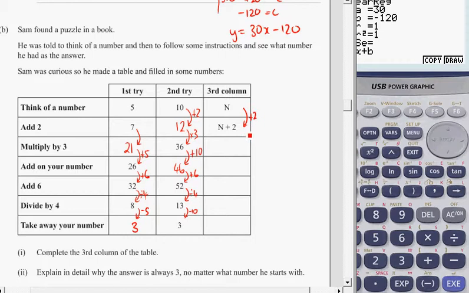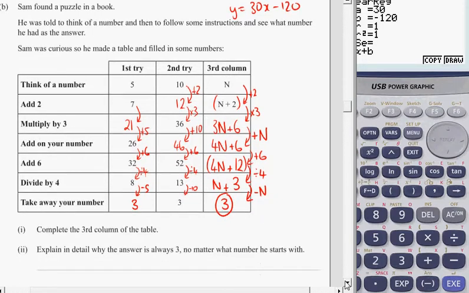So we've added 2. Now I need to times everything by 3. 3 times n is 3n, and 3 times 2 is 6. Right, now we want to add on our number, so add another n. 3n plus n is 4n. We want to add 6. So that'll be 6 plus 6 is 12. We want to divide by 4, and you've got to make sure you divide the whole thing by 4. So 4n divided by 4 would be n. 12 divided by 4 would be 3. Now when I subtract my original number of n, I'm going to be left with 3.